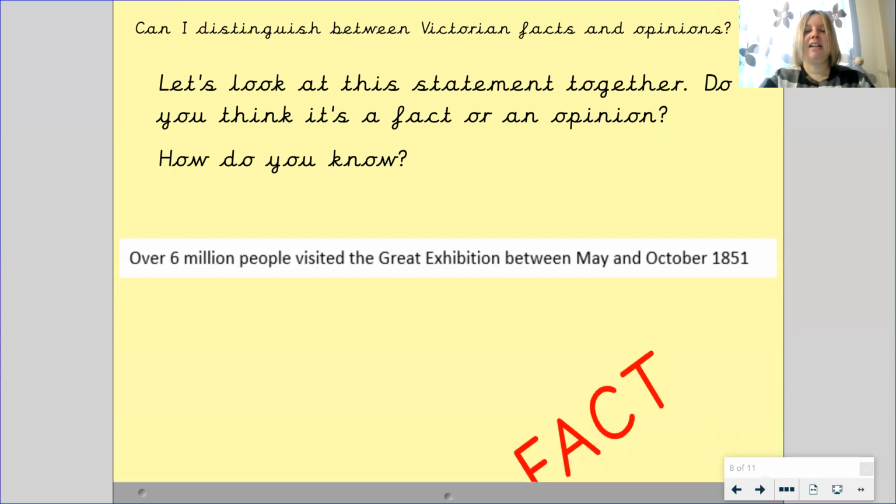So it is a fact, and it is a fact because it tells us over 6 million people visited the Great Exhibition. So we've got some numbers in there. We've got the number of people that were visiting the Great Exhibition, and we've also got the dates between when they visited the Great Exhibition. And this is something that we would be able to check in historical sources that tell us how many tickets were sold for the Great Exhibition.